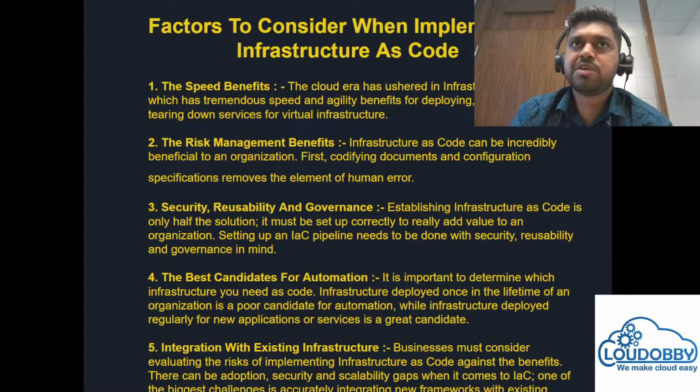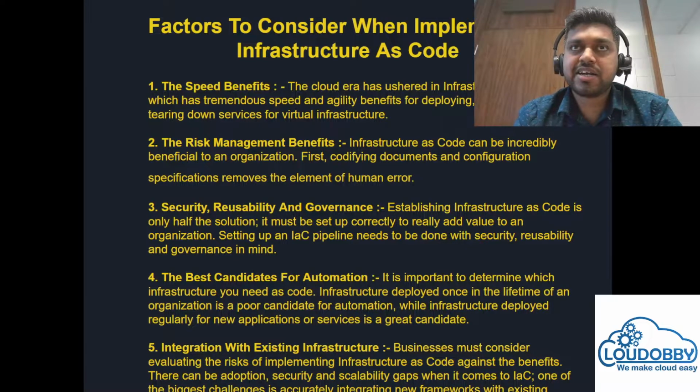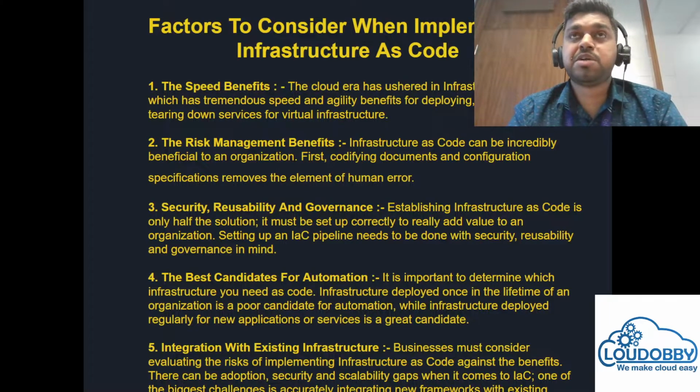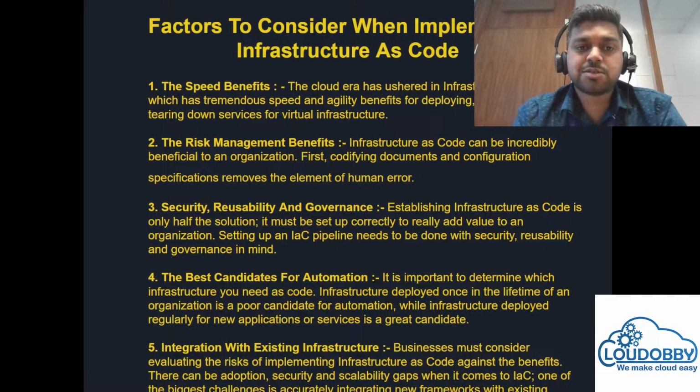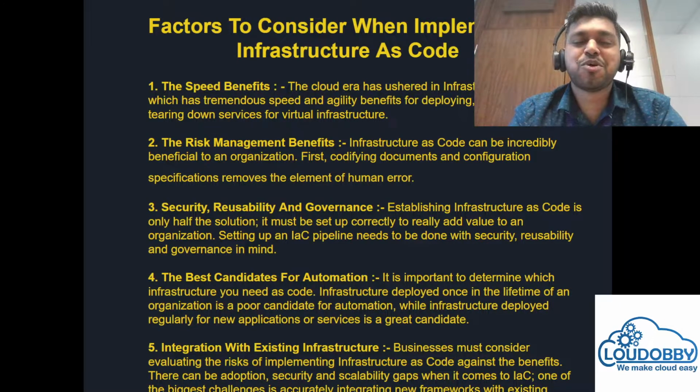The first is speed benefits: how fast we can deploy or tear down our infrastructure. For example, on a single click your infra should be created, and on a single click it should be torn down. That is the first, foremost important thing. The second is risk management benefits, for example to avoid human error. That is the reason we have IaC, where we can automate all your infrastructure provisioning.